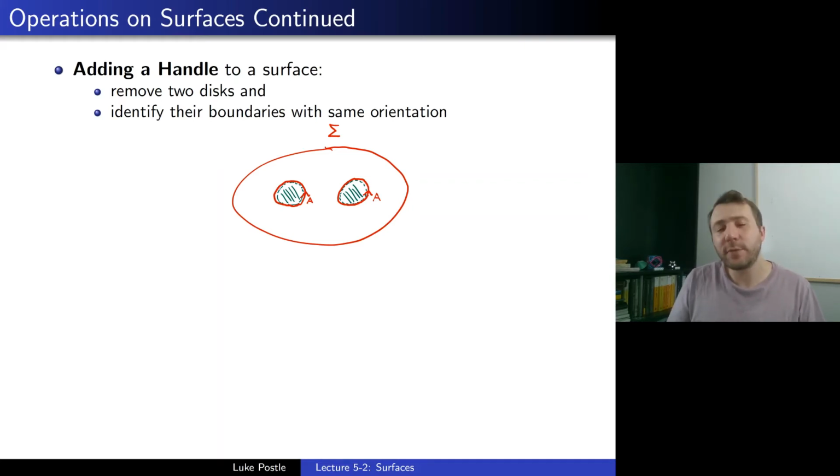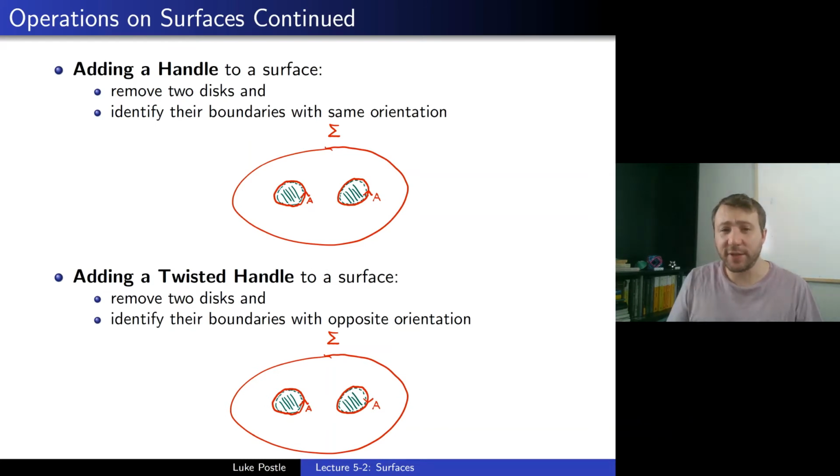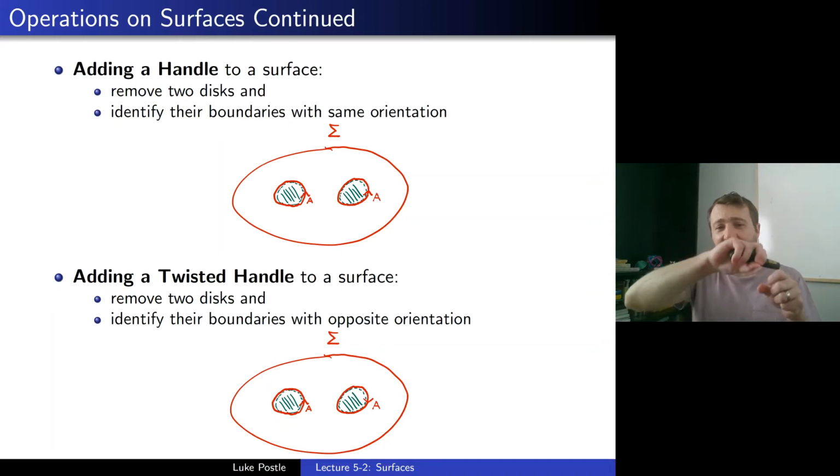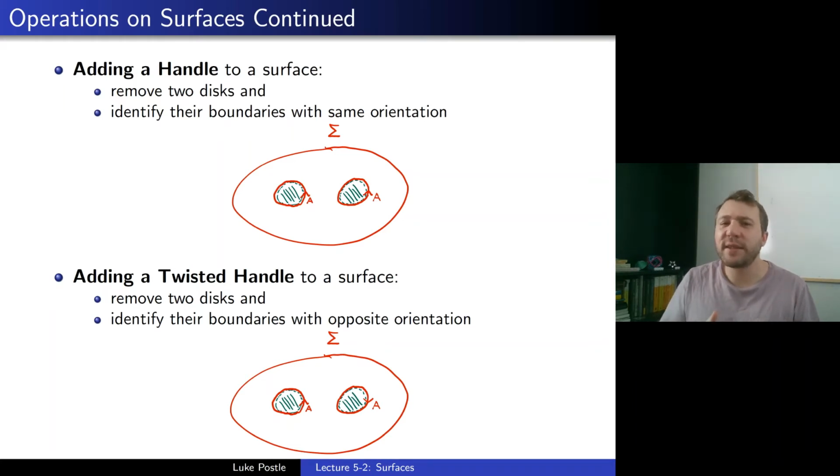And then there's one last weird one, which is adding a twisted handle. That would be you remove two disks, but identify the boundary somehow with opposite orientation. So you kind of have your handle and you twist and you add it in. And what does that buy you? Well, if you start with the sphere, you'll end up with the Klein bottle. And we'll talk a little bit more generally about what would happen.